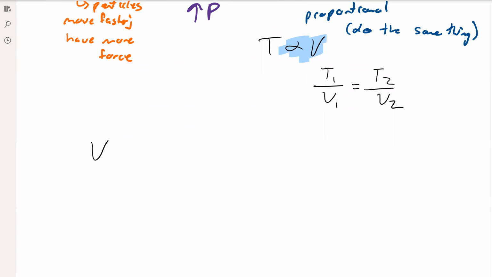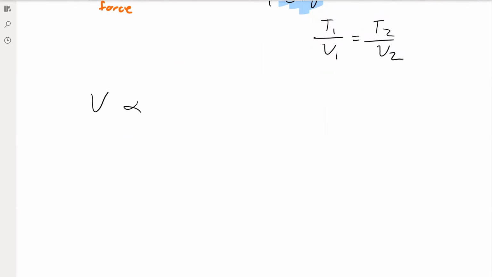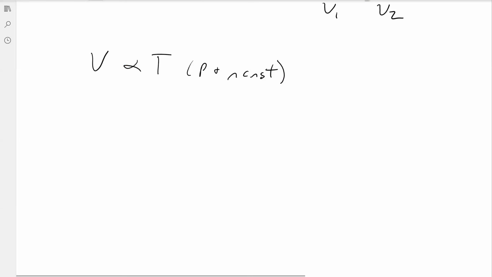The same thing is true for volume and temperature. They're also proportional, assuming the others are kept constant. And that makes sense. If your pressure is kept constant, but your temperature is increasing, then those collisions are more forceful. So to keep the pressure the same, you need to increase the amount of area.